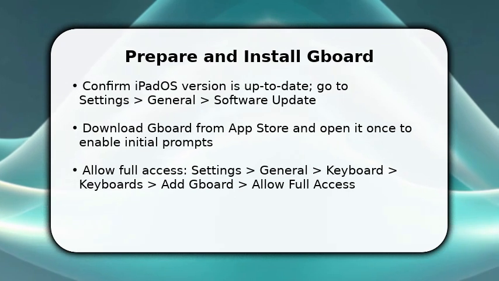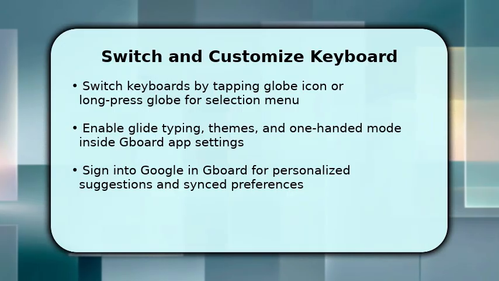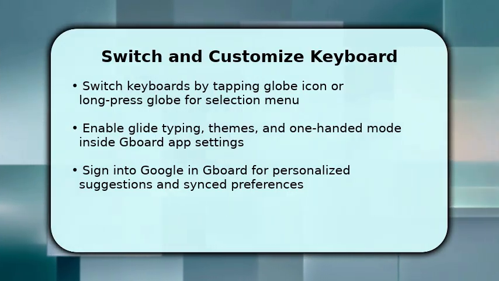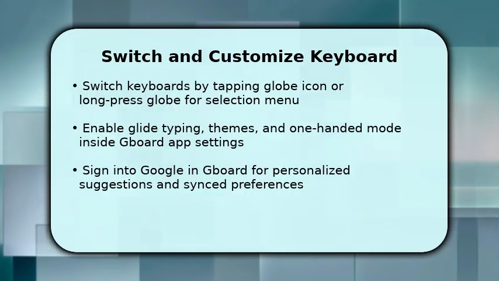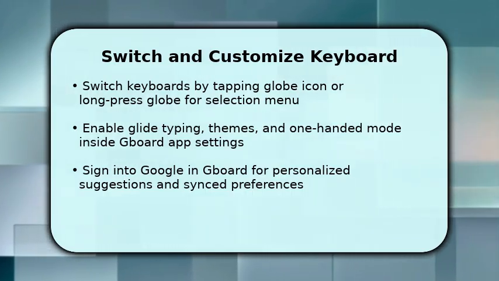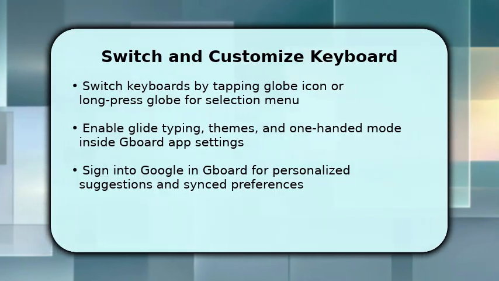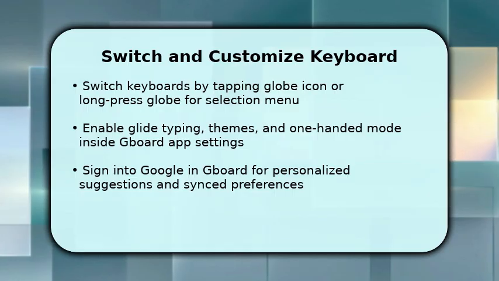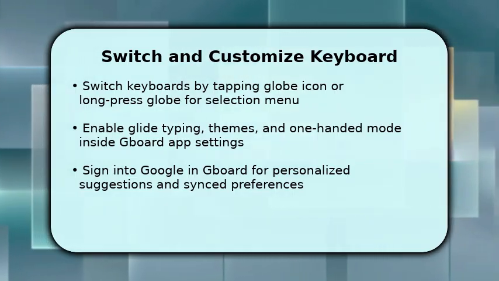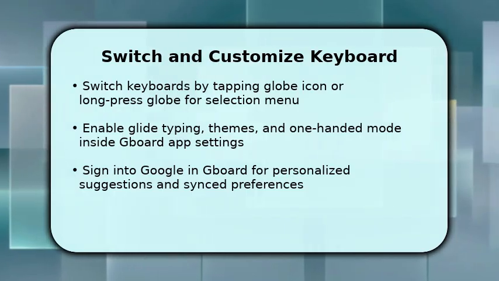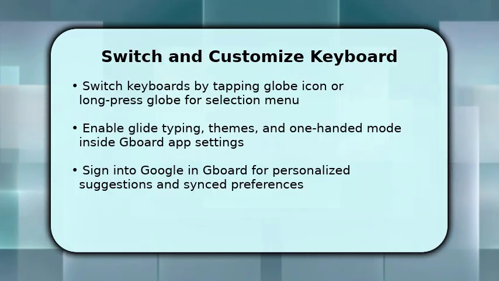before moving on. Now you'll switch to Gboard and tailor it to your typing style. Tap the globe icon or long press it to pick Gboard from the list. Once selected, open the Gboard app to enable glide typing and pick a theme for contrast and visibility. You can also activate one-handed mode if you prefer. Sign into your Google account inside Gboard to sync suggestions and clipboard history. These customization steps improve speed and accuracy, and they let you keep settings consistent across devices.